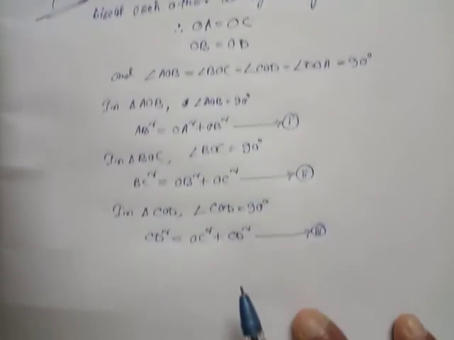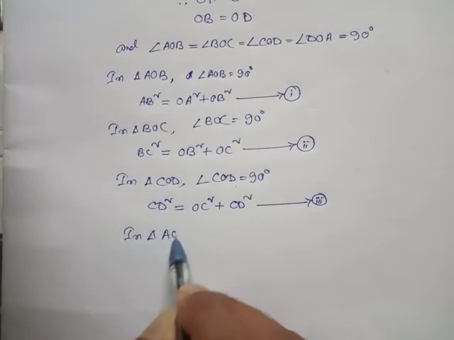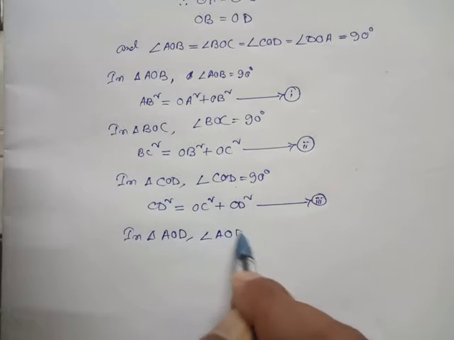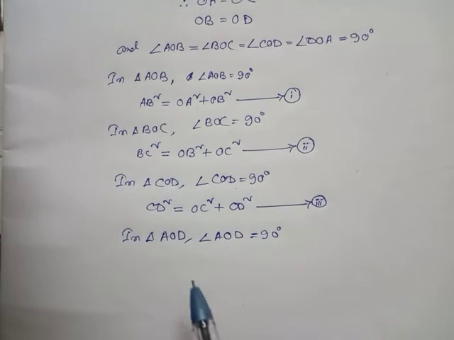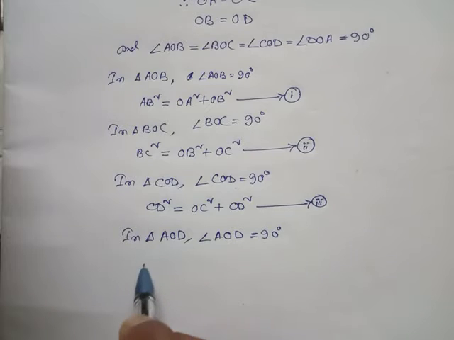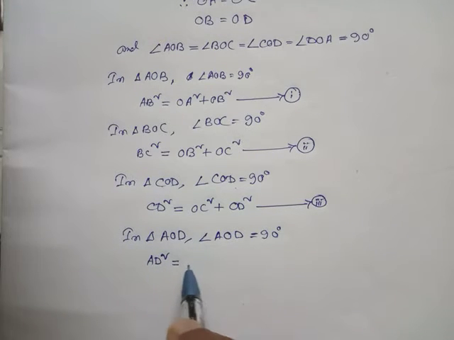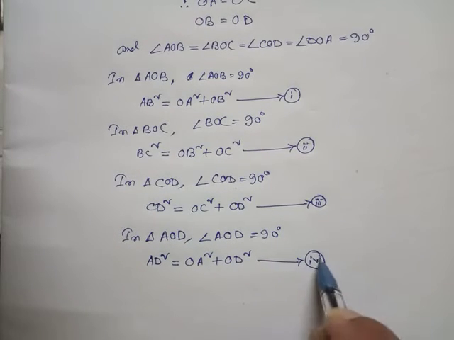So now here again, in triangle AOD, angle AOD or DOA, whatever, equal to 90 degrees. So students, we can say here that AD square, AD is the hypotenuse, AD square equal to OA square plus OD square. This is our equation number 4.